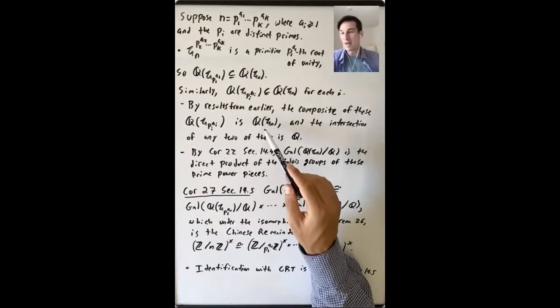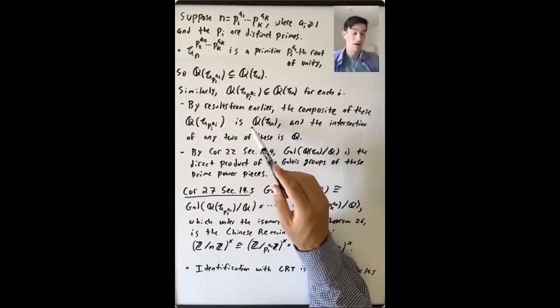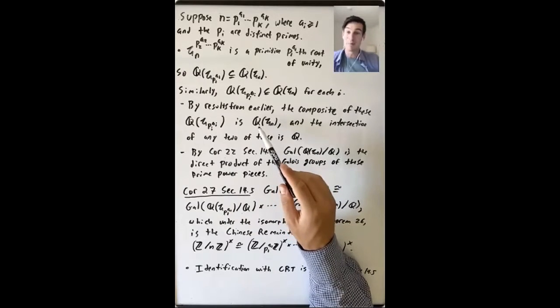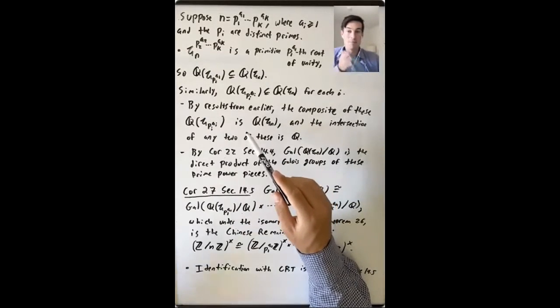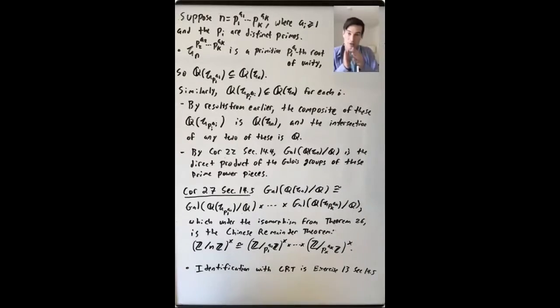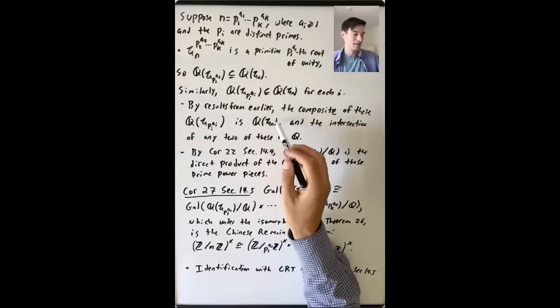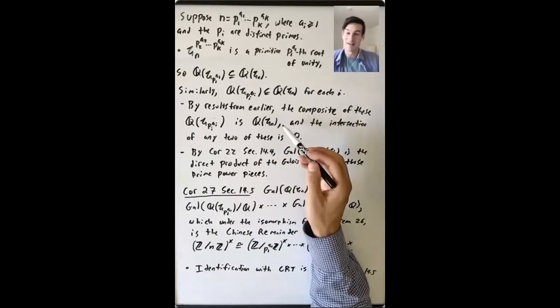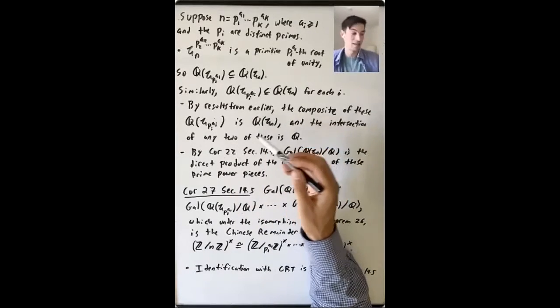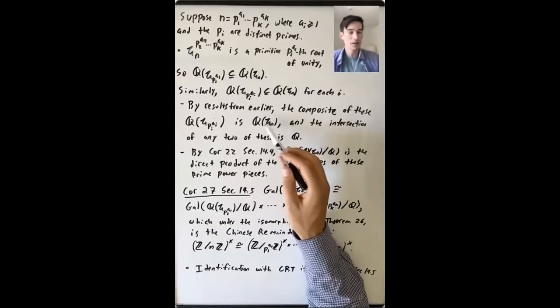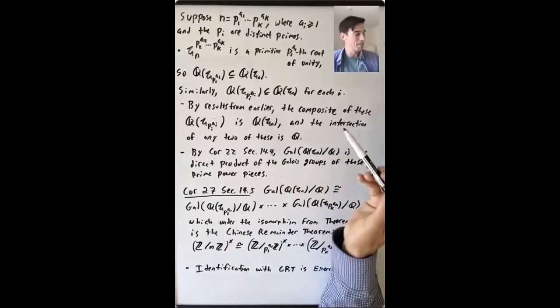Really, maybe what I should say is the composite of Q adjoin zeta p1 to the a1 and Q adjoin zeta p2 to the a2 is Q adjoin zeta p1 to the a1 times p2 to the a2. We proved this for two extensions, but then you could just go from 2 to 3. You apply this result several times to apply this to k, the composite of these k fields instead of just two of them. So I'll leave the details to you to think about a little bit.